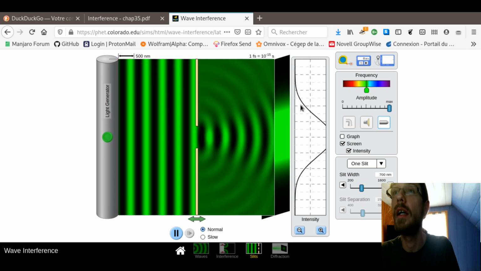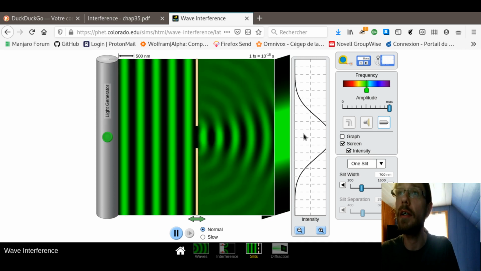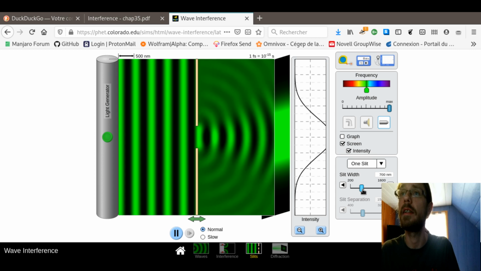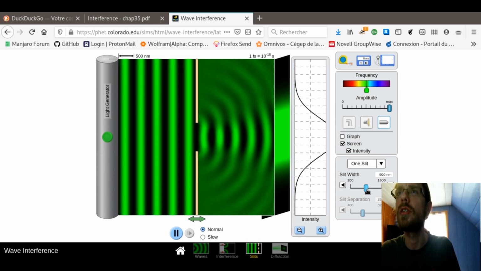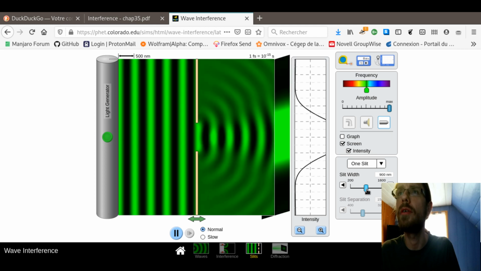At some point, they come closer to the middle, so at some point they become drowned in the central peak of diffraction. I'll try to make them reappear by slowly increasing a.